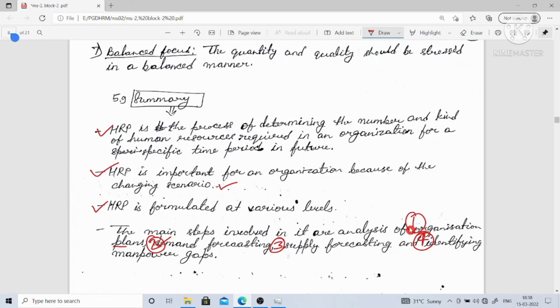So that's all about this human resource planning. This is unit 4, sorry, not unit 4, this is unit 5.